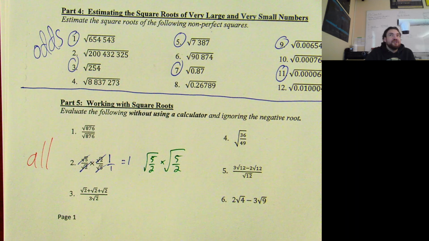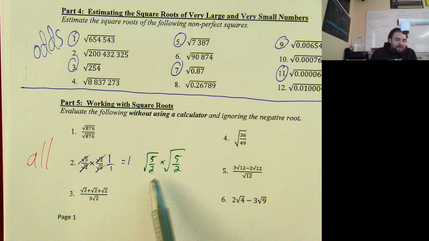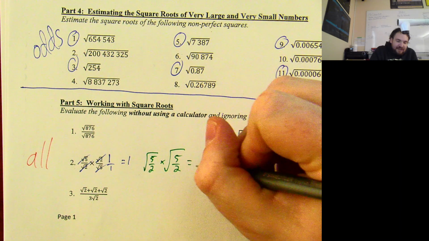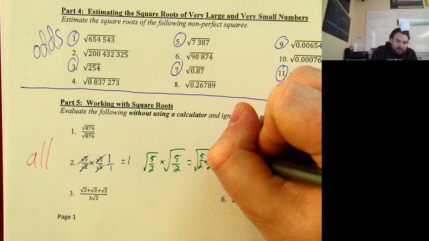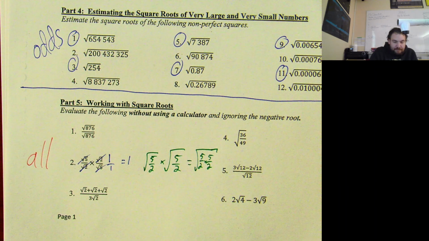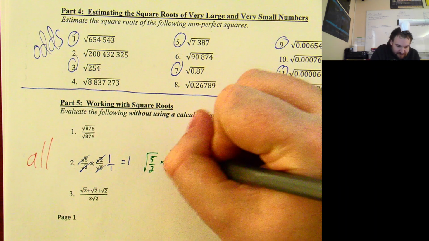I'm also able, do you think, to modify the root with what other operation? If the square root and division are maneuverable, the square root and multiplication are also maneuverable, which means if I have the square root of 5 over 2 times the square root of 5 over 2, I can rewrite this as the square root of 5 over 2 times 5 over 2. Sorry, no. This should be 2 over 5.